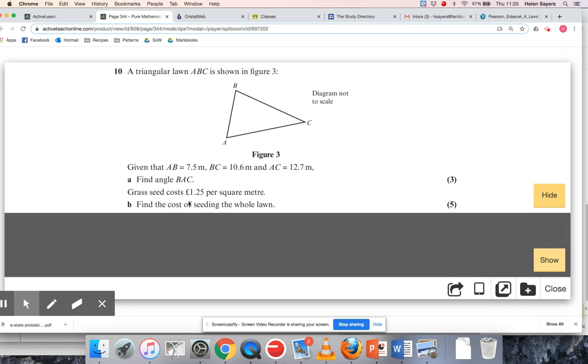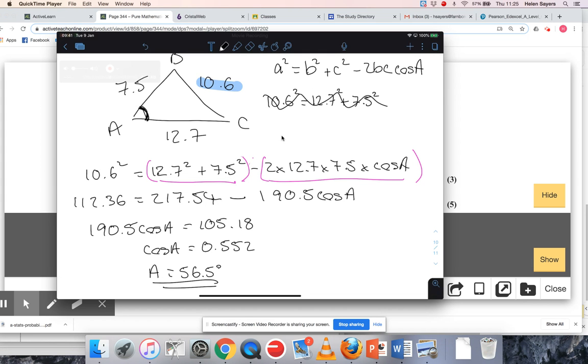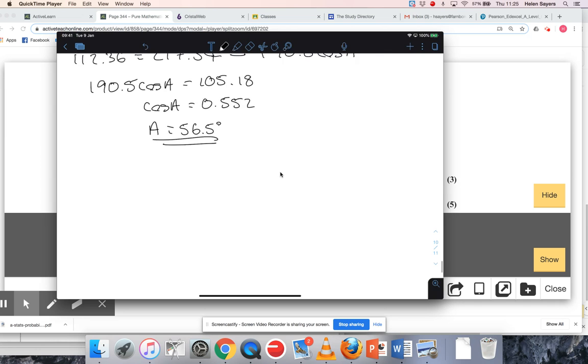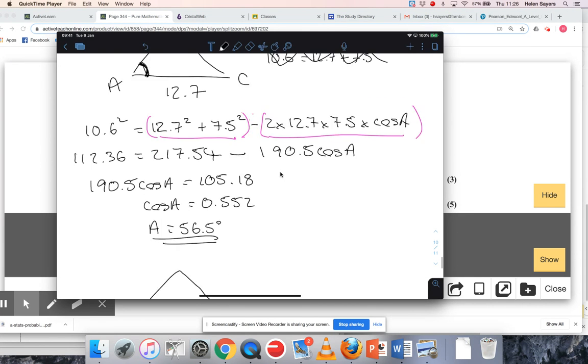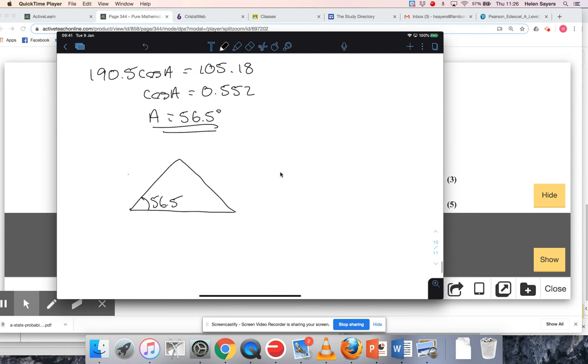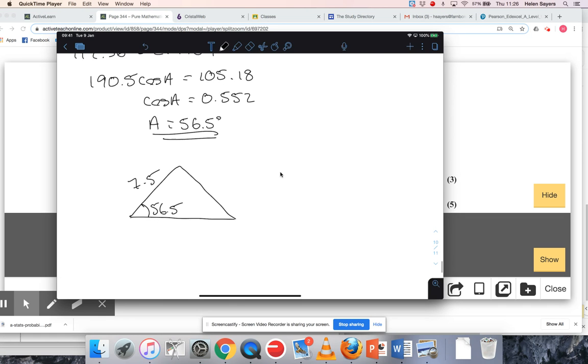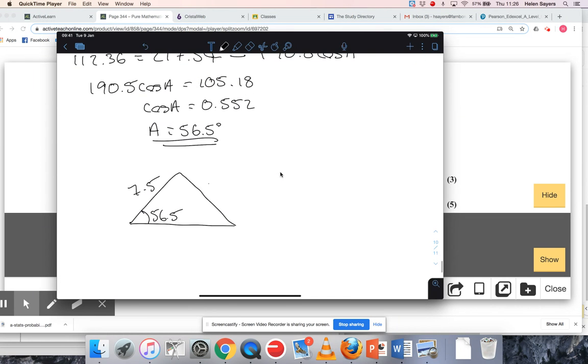Right, so then it asks me to find the cost of studying the whole lawn, and that's worth 5 marks. So obviously I'm going to need to find the area. So let's just draw the triangle out again. So I now know that that's 56.5, and then it was 7.5, I've already forgotten, right, 10.6 and 12.7. So we're doing B here. Okay, so I want the area.